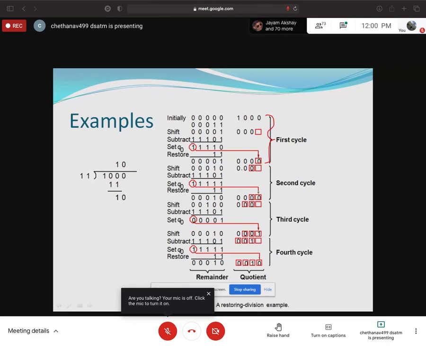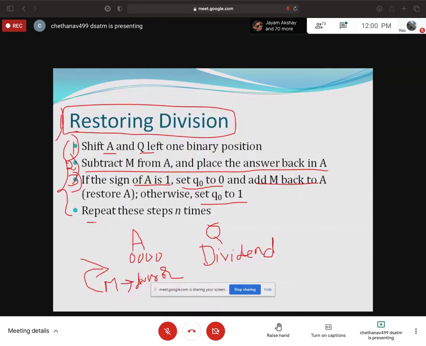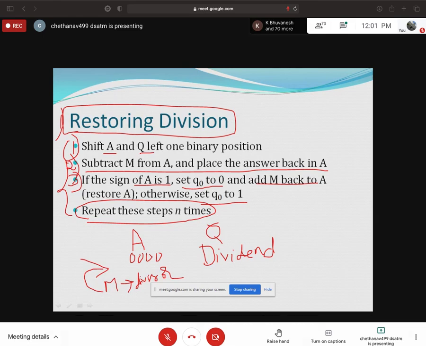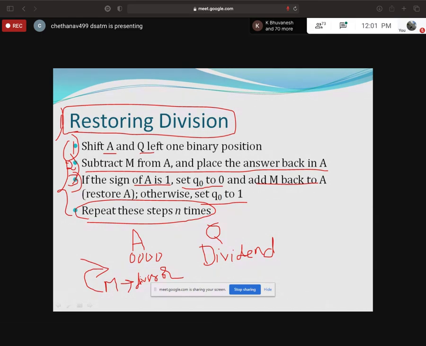What's the next step? Again, see this algorithm. So next step is what? Repeat these steps n number of times. N number of times means how many number of times? How many bits of dividend you have? That many times you have to repeat it. So what's your dividend? How many bits? 4 bits. So you have to do it for 4 times. Okay. Now I completed first one time. Now you go to one more time.